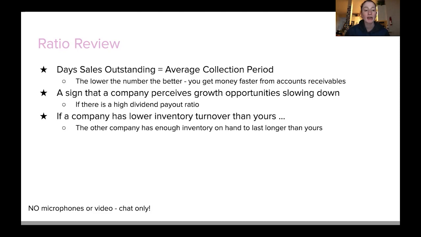And then a sign that a company perceives growth opportunities slowing down is that there's a high dividend payout ratio. And if the company has lower inventory turnover than yours, the company has enough inventory on hand to last longer than yours.